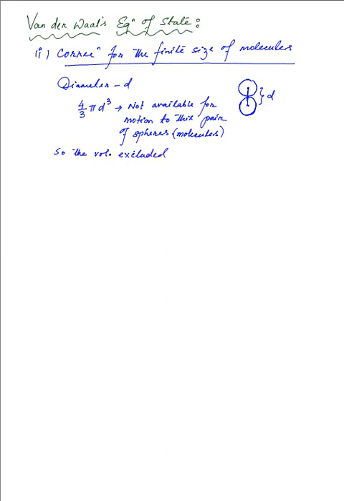So the volume that is excluded per molecule will be half of it. For two molecules, if it is 4/3 π d³, then for one molecule it will be half of 4/3 π d³. That is exactly what I've written. Now the volume of each molecule, with d being the diameter, will be 4/3 π (d/2)³, which is obviously 1/8 times this 4/3 π d³.